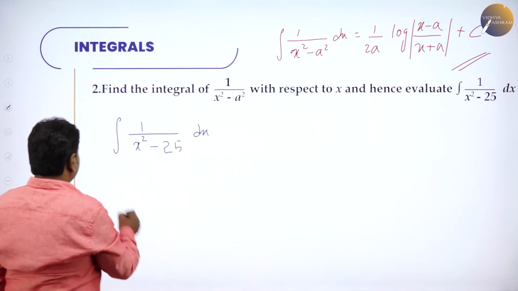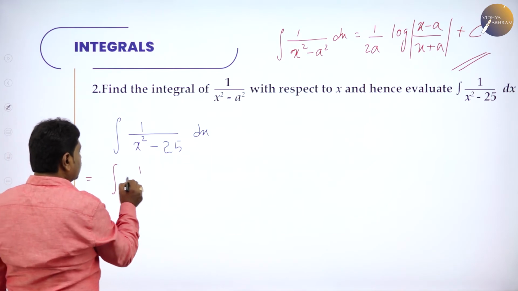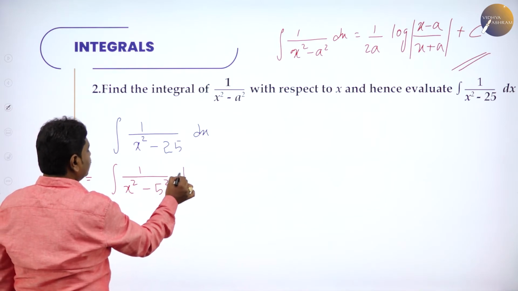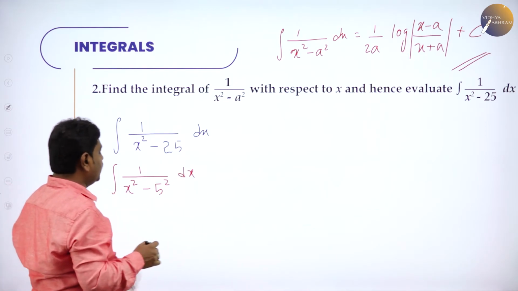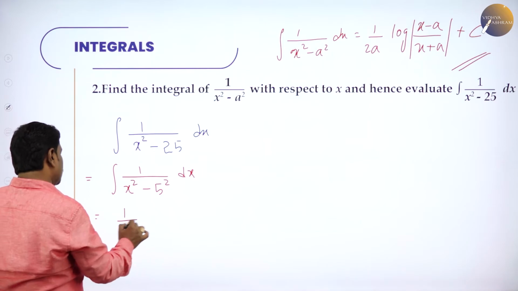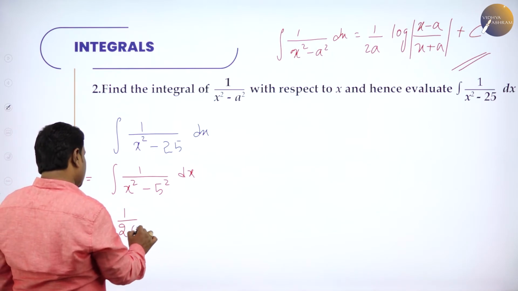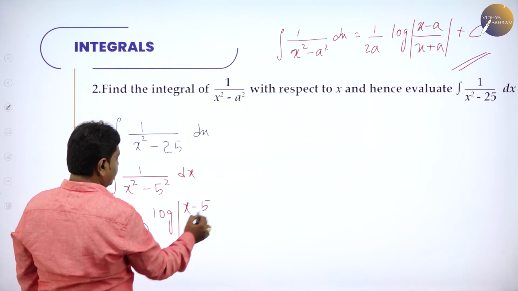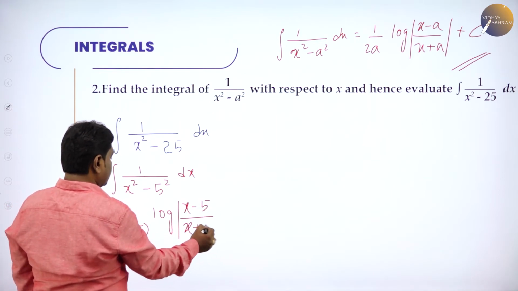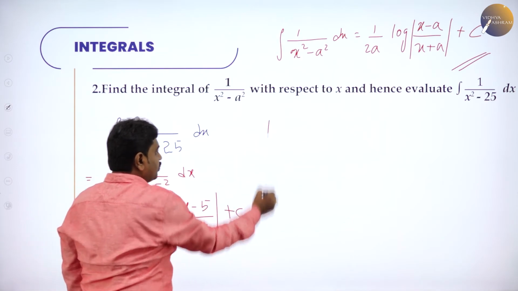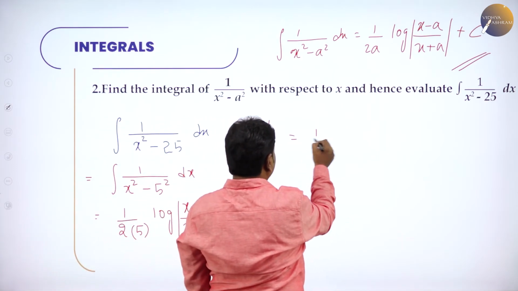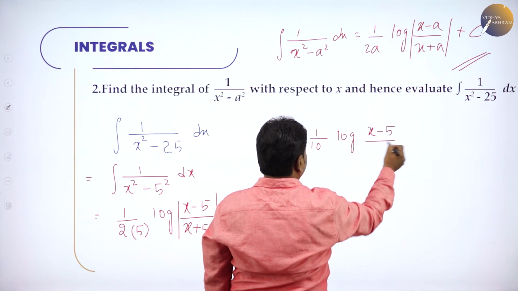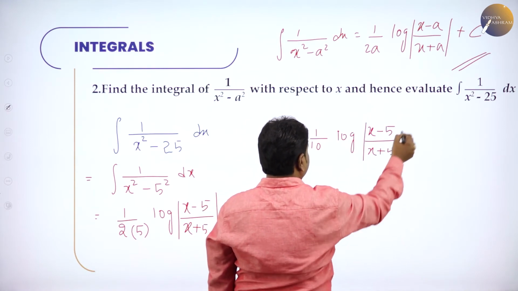So now I can write this problem, 1 by x square minus 25, as 1 by x square minus 5 square dx. Now it is in the form of 1 by x square minus a square. Answer is 1 by 2a, a means 5, 1 by 2 times 5, log of x minus a, which means x minus 5, divided by x plus a, x plus 5, plus c. Further simplify this. 1 by 2 fives are 10. 1 by 10 log of modulus of x minus 5 divided by x plus 5, plus c.